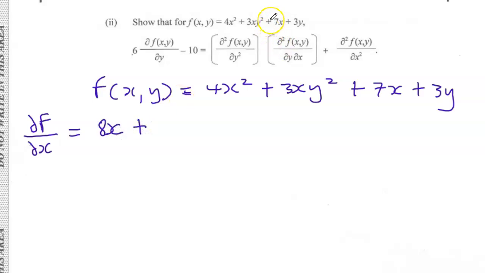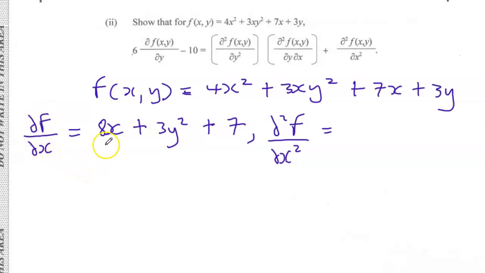Differentiate 3xy squared, remembering we're treating the y as a constant, we end up with just 3y squared. Differentiating 7x, we end up with 7. Differentiate 3y, which is a constant, so that becomes 0. Let's also get the second derivative, partial square f over partial x square, by differentiating partial f partial x with respect to x again. The 8x becomes 8, 3y squared gives 0 since y is a constant, and differentiating 7 is also 0.